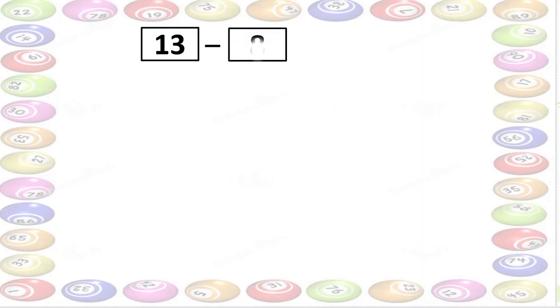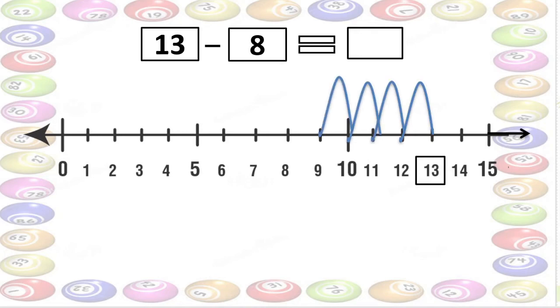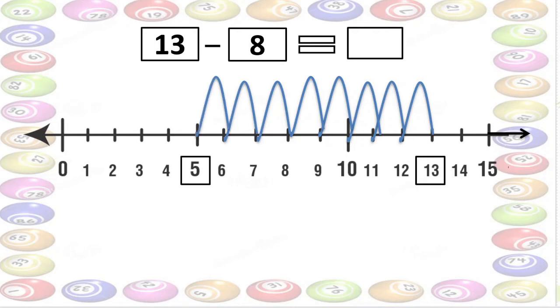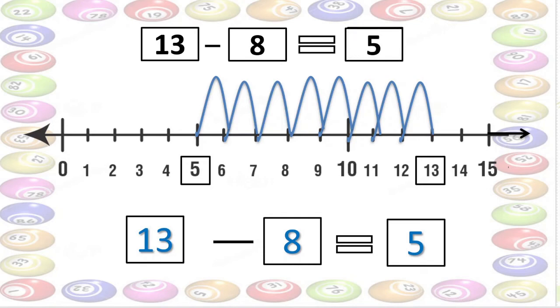13 minus 8 is equal to how much? We will use this number line. Where is 13? Yes, here. We will count backward by 8 numbers. Okay. 1, 2, 3, 4, 5, 6, 7, 8. What we got? We got 5. So 5 is our answer. Right? 13 minus 8 is equal to 5. So we will write 5 here. Got this, children? This is counting backward method.